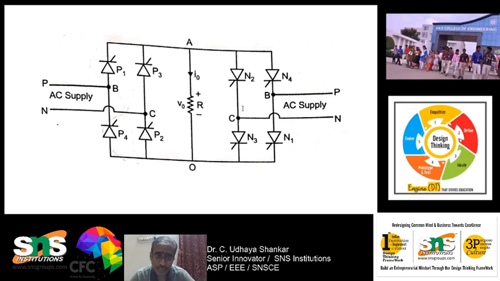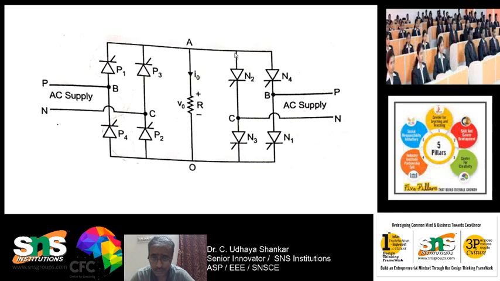Both the bridges are connected in opposite direction. As I have already told, if you trigger bridge 1, P1, P2, P3, P4, you will be getting the positive cycle. If you trigger N1, N2, N3 and N4, you will be getting the negative cycle. I will tell you how.